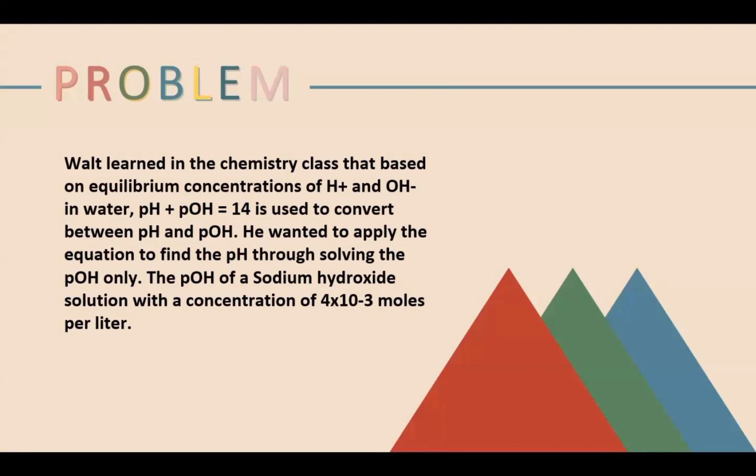Problem 2. Wolf learned in the chemistry class that based on equilibrium concentrations of hydrogen ion and hydroxide in water, pH plus pOH equals 14 is used to convert between pH and pOH. He wanted to apply the equation to find the pH through solving the pOH only. The pOH of a sodium hydroxide solution with a concentration of 4 times 10 to the power of negative 3 moles per liter.